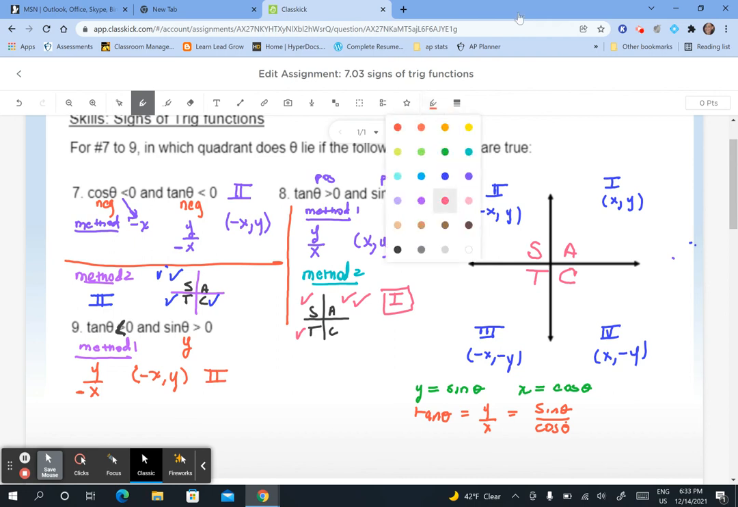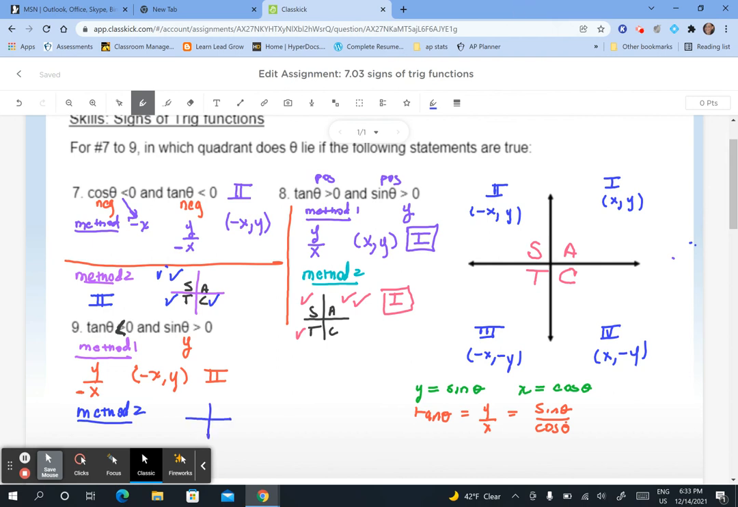Now let's use the second method. That's where we do all students take calculus and we do a checkoff. So we know that tan is less than 0. Well, tan is positive in A and T, therefore it's negative in S and C. We know sine of theta is greater than 0. Well, we know sine's positive in 1 and 2, therefore I know my angle has to lie in 2.